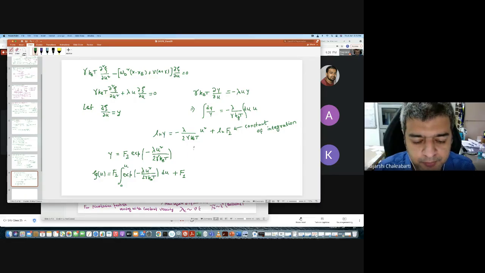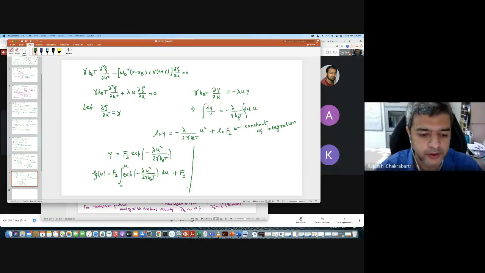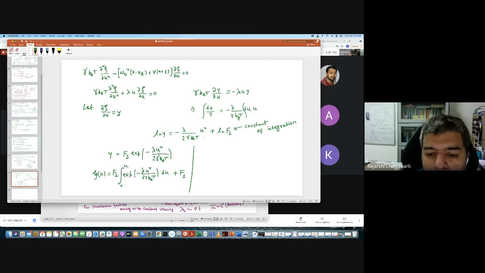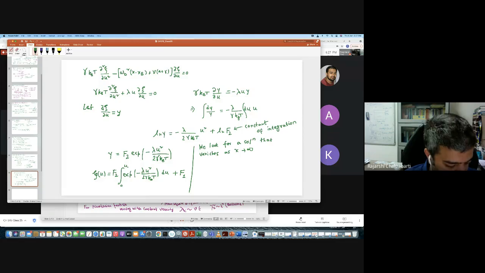Now we are at the barrier top. That is what we are doing. Okay. So we look for a solution that vanishes as x goes to infinity. Okay, which basically means what? The above integral should be finite, no?